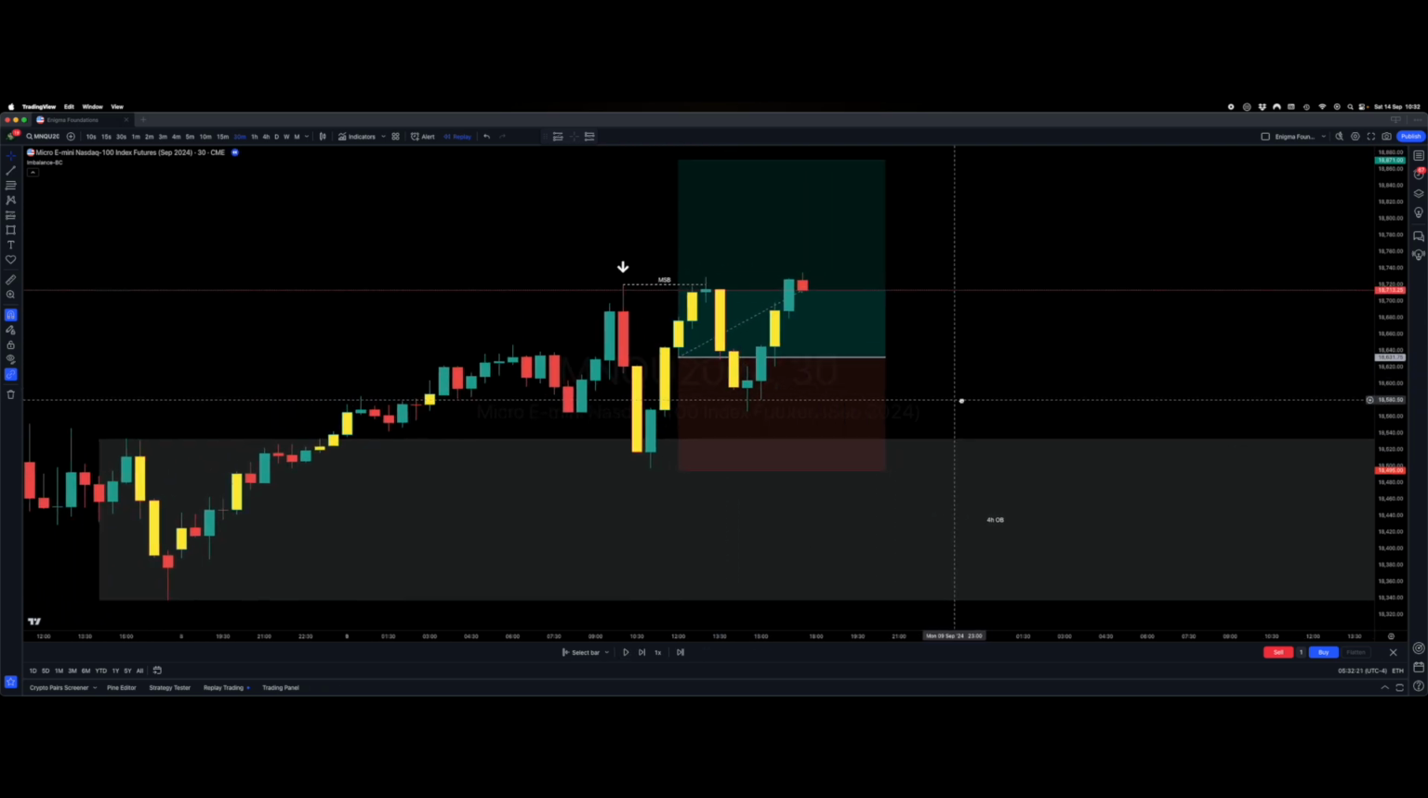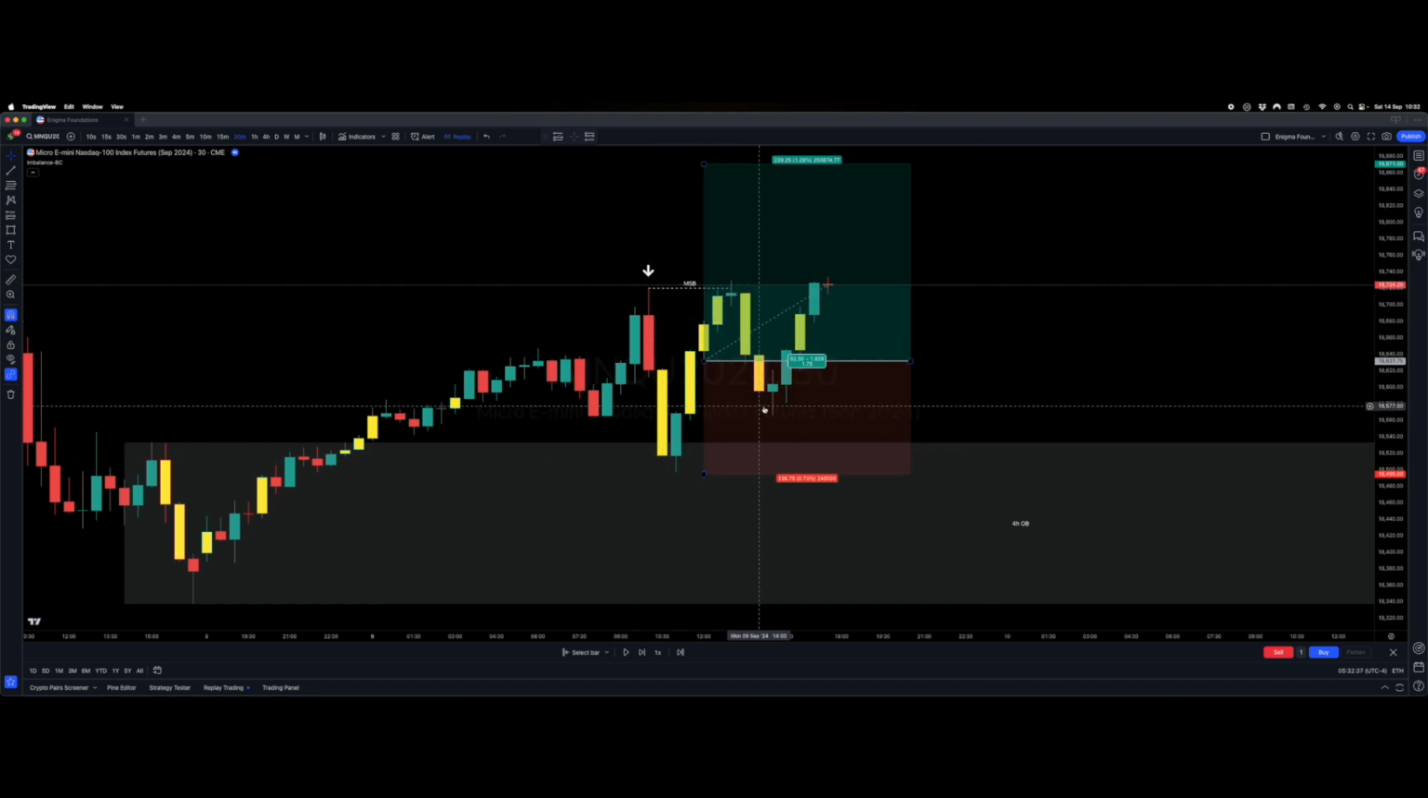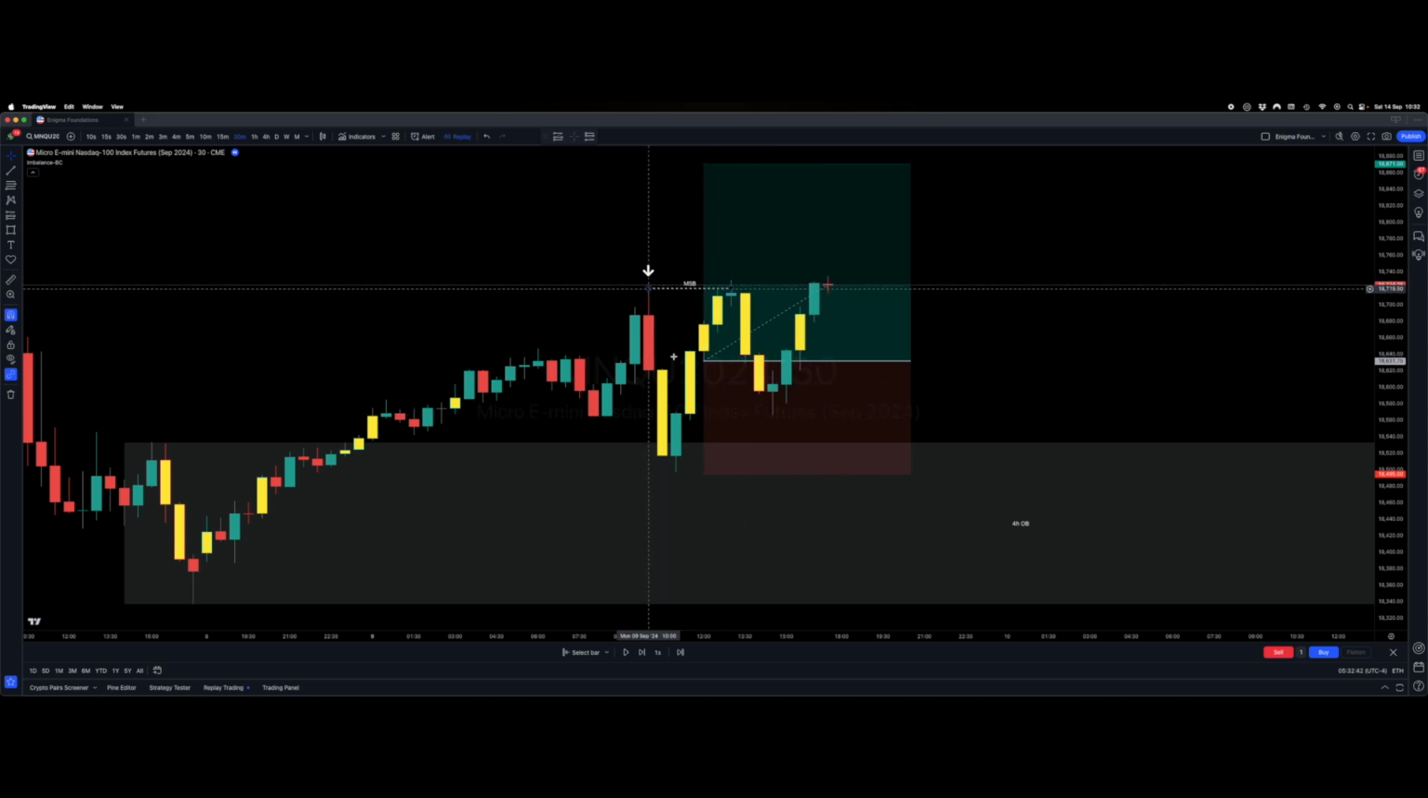Okay, so that is the second concept. Understand that the algorithm should only retrace down to a fair value gap after a sweep of external liquidity. External liquidity to internal liquidity.